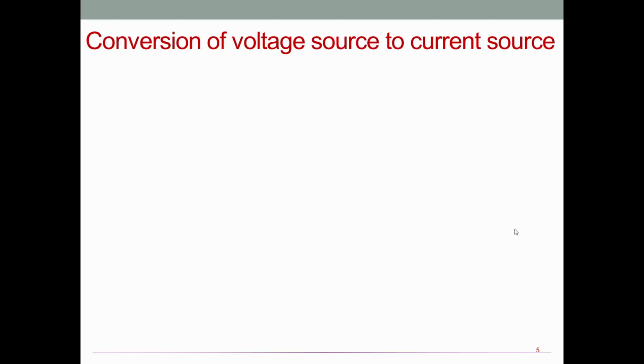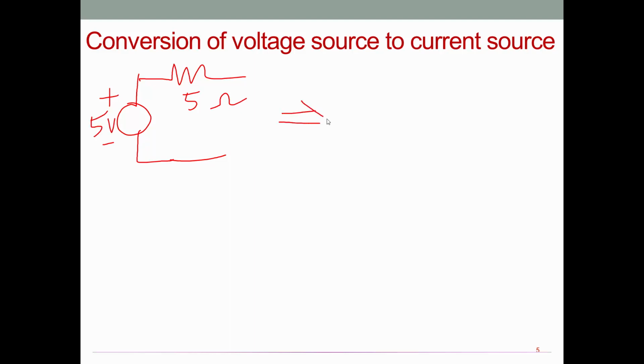Let me go for another conversion, voltage source to current source. Just the reverse of the things. Say for example, I will take a voltage source in series with a resistor. This is 5 ohm and this is 5 volt. I want to convert this into an equivalent current source. So just draw the current source in parallel with the resistor. Blindly copy the resistor value here, 5 ohms.